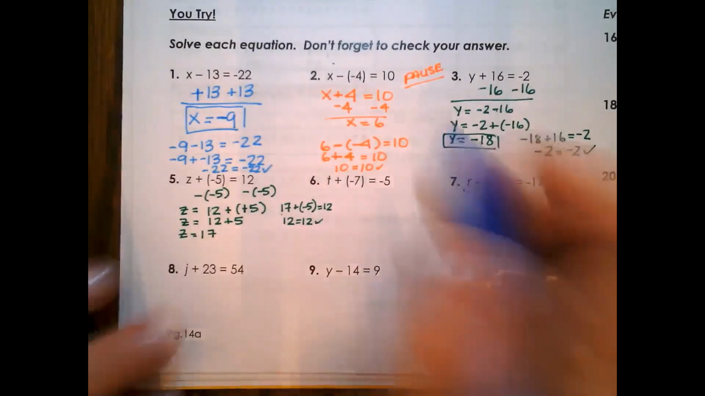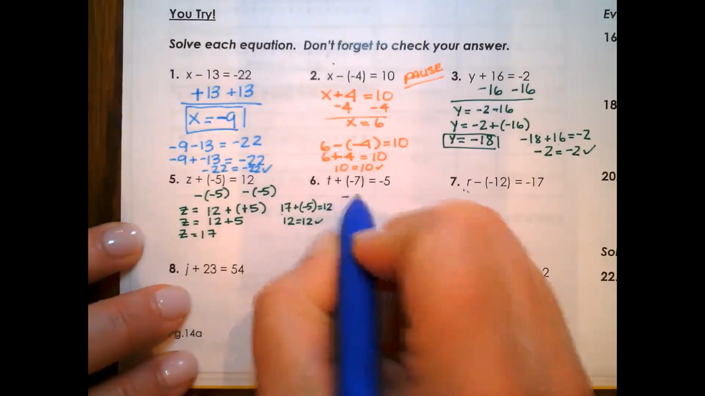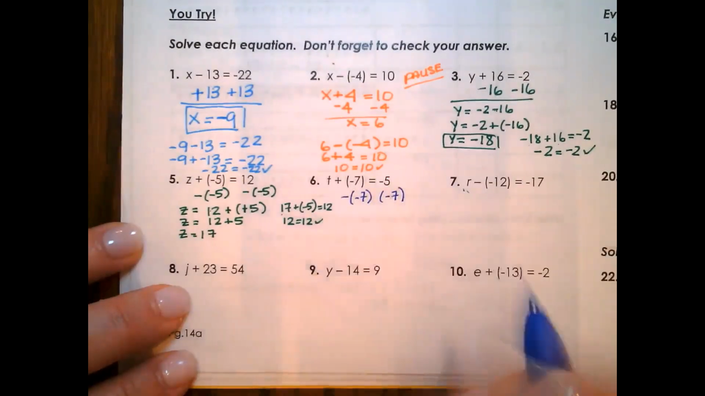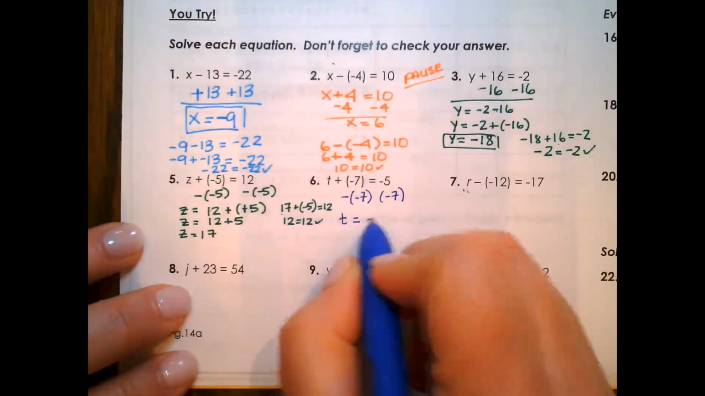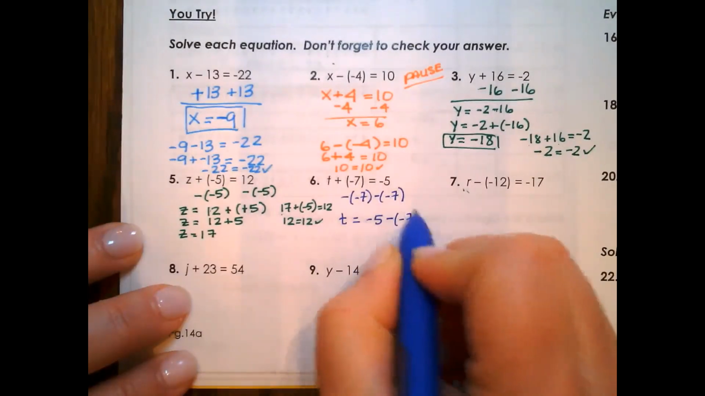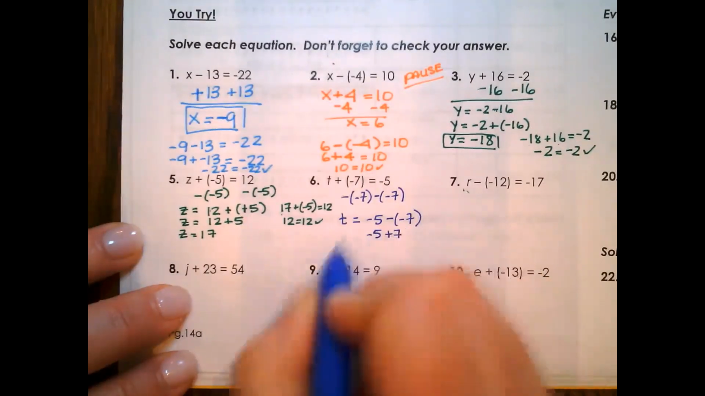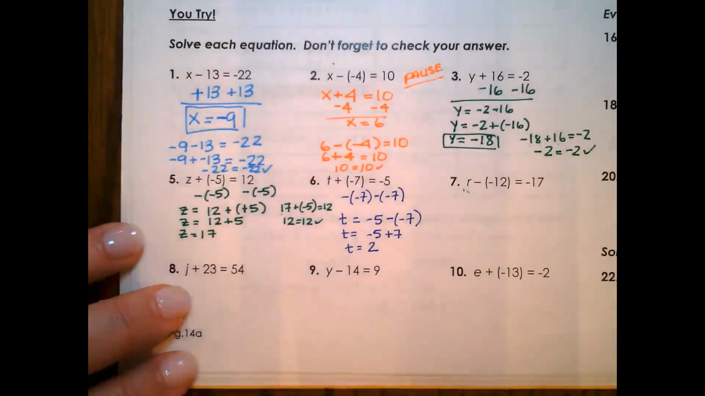All right, let's take a look at question number 6. So here I'm adding a negative 7. The inverse operation of that is subtracting a negative 7. And I always do that on both sides. So T will equal negative 5 minus negative 7. Subtracting a negative is like adding a positive. Here I have more positives than negatives. And how many more? 2. So T should equal 2.